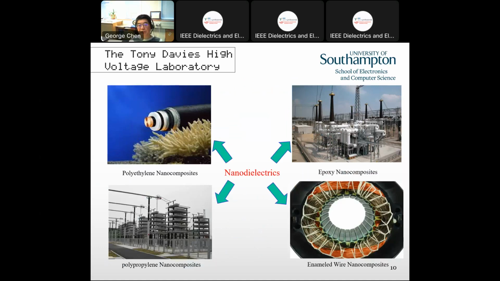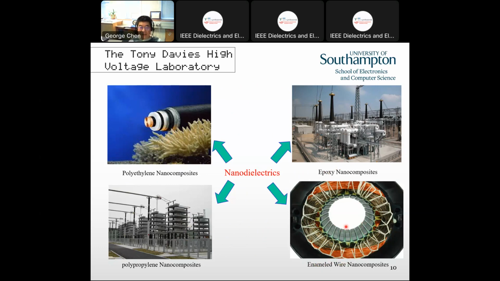Here I show you some pictures of where it can potentially be used. In this case, we are using polyethylene-based nanocomposite to make the cable. Here we are using polypropylene nanocomposite for the capacitor. In the GIS system, we are using epoxy nanocomposite. And for the machines, the generators, we are using enameled wire nanocomposite as well. So there are plenty of areas where we could potentially apply nano-dielectric material.